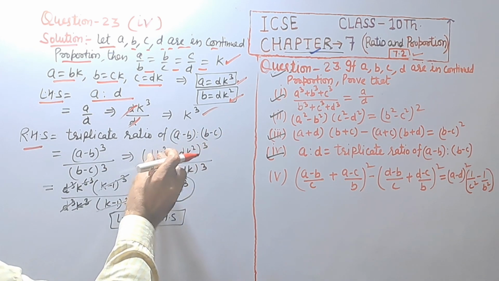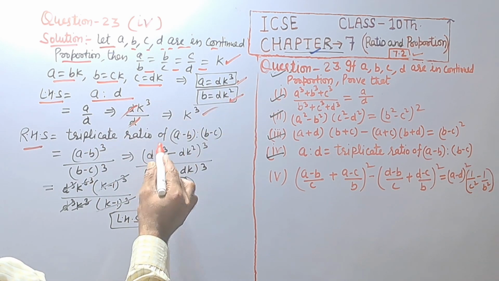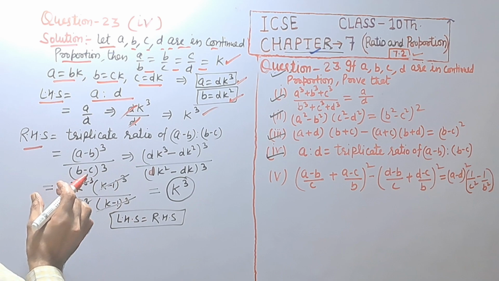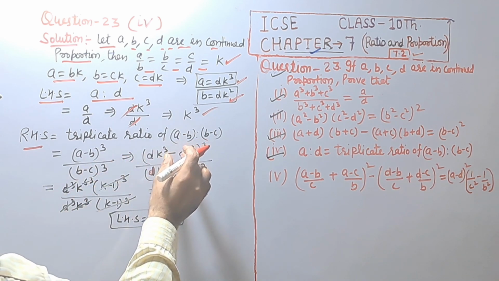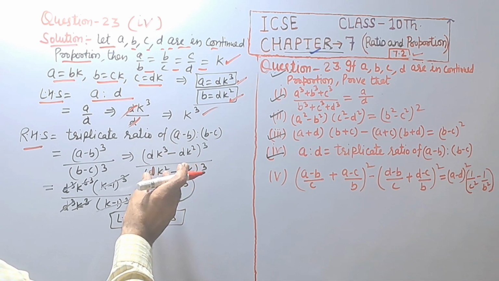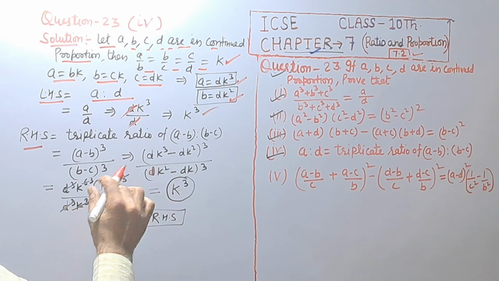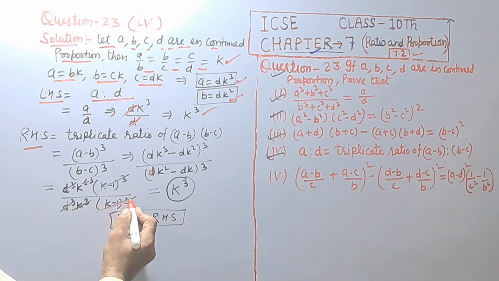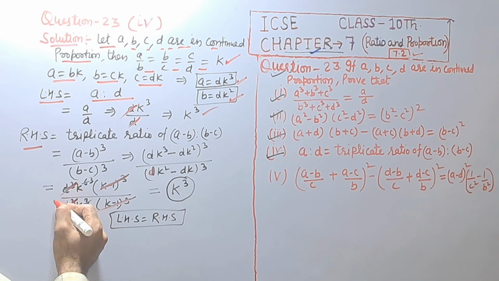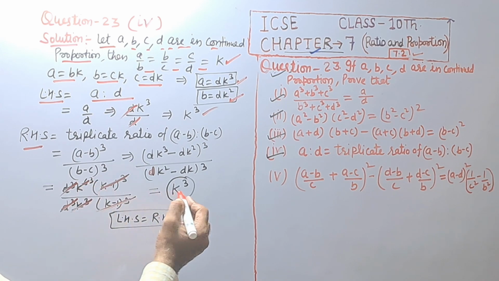And dk square, this will be common and raised to power 3. So d raised to power 3 and k raised to power 6 is common, in bracket k minus 1 all raised to power 3. And denominator dk is common, that is dk raised to power 3, d cube k cube in bracket k minus 1 raised to power 3. This power will be cancelled and d cube is also cancelled. k raised to power 3 and k raised to power 6, 3 power is cancelled and we get k raised to power 3. So left hand side equal to right hand side.